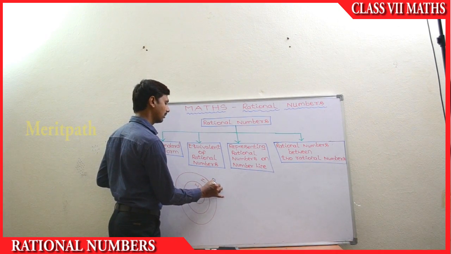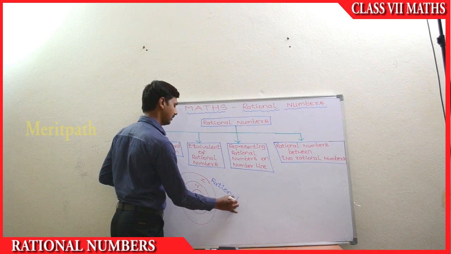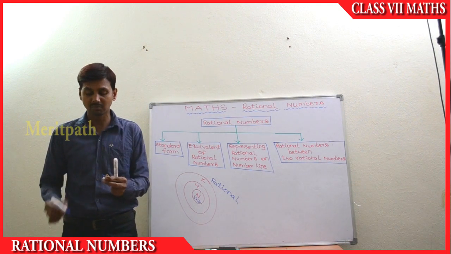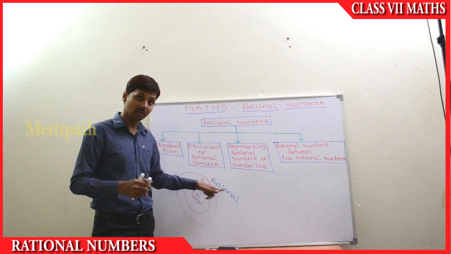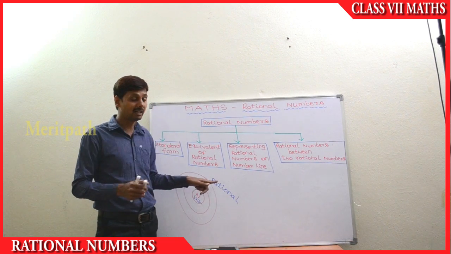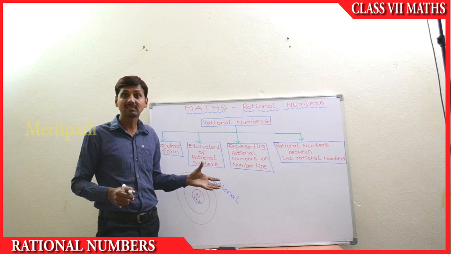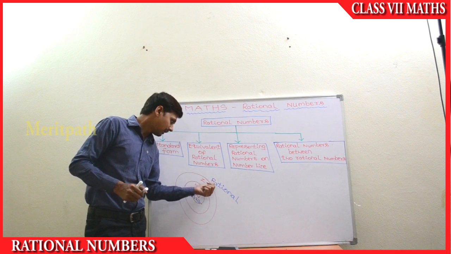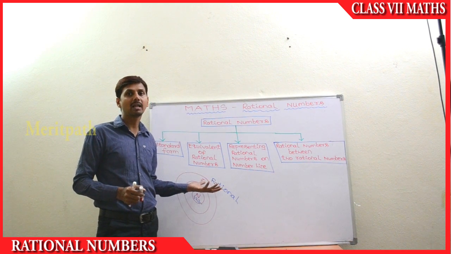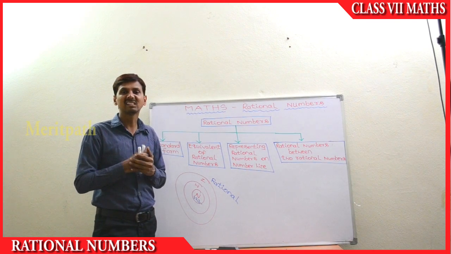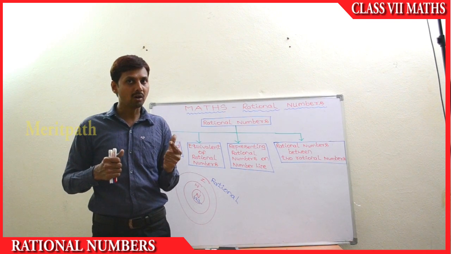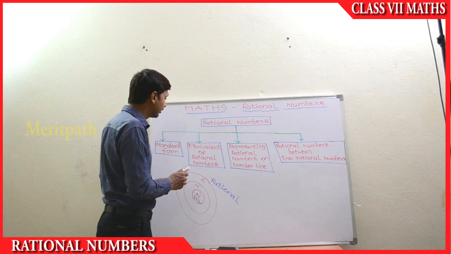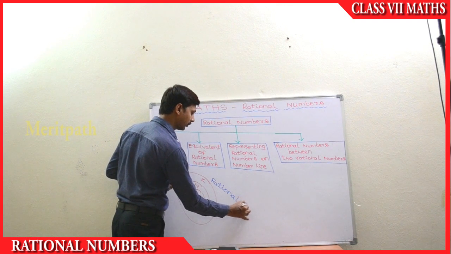That means the natural numbers 1, 2, 3 are all rational numbers, because 1 is a rational number, 2 is also a rational number, 3 is a rational number. All the natural numbers are rational numbers, whole numbers are also rational numbers, and integers are also rational numbers. All together, the set of natural numbers, whole numbers and integers are called rational numbers, and rational numbers are denoted by capital Q.